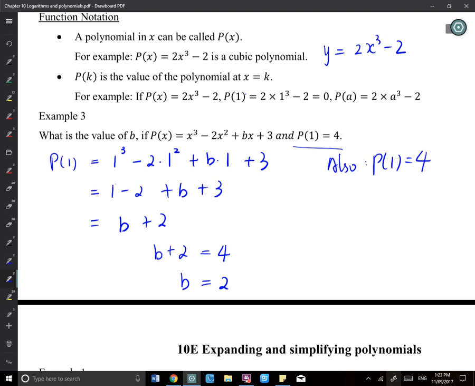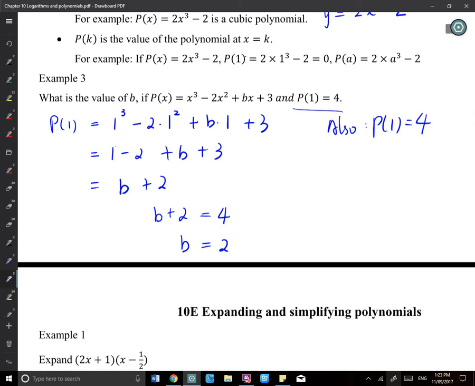So that's just the notation for polynomials. It's not much different compared to y equals something. It just changes y into P(x), and that can give you both the x value and the y value. So P(1) equals 4 is talking about x equals 1 and the y value being 4. So that's what we have. All right.